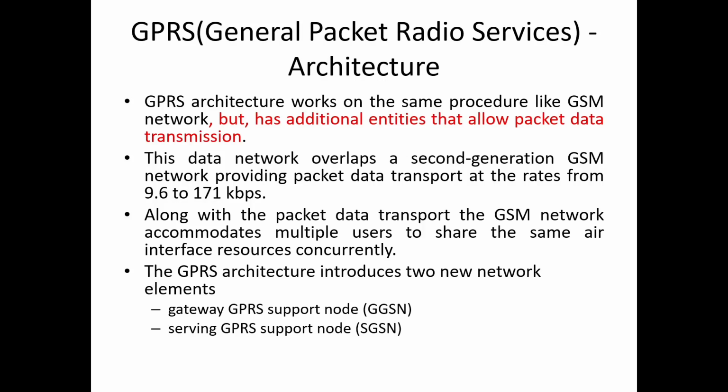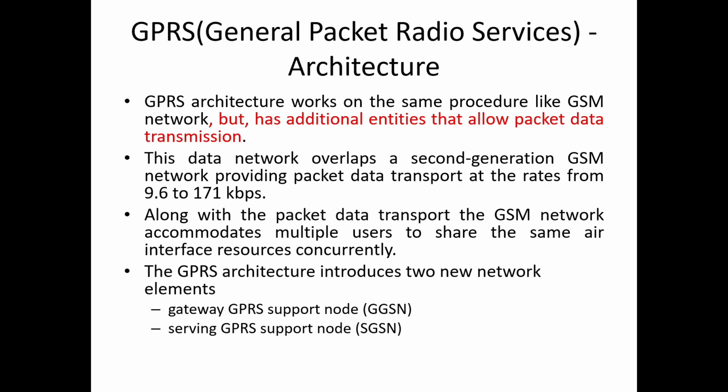Hi everyone. Today's topic is about GPRS, which means General Packet Radio Services Architecture. GPRS architecture works on the same procedure like the GSM network, Global System for Mobile communication, but has additional entities that allow packet data transmission. This data network overlaps a second generation GSM network, providing packet data transport at rates from 9.6 to 171 kb per second.